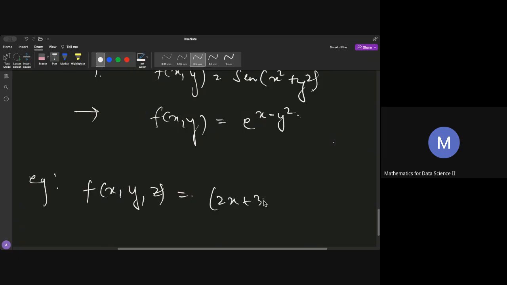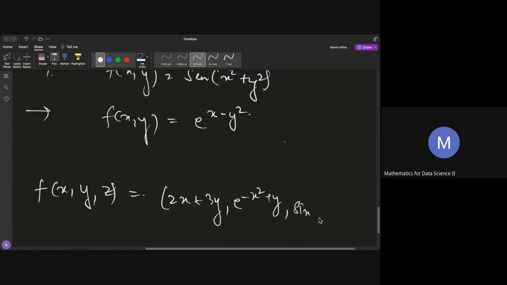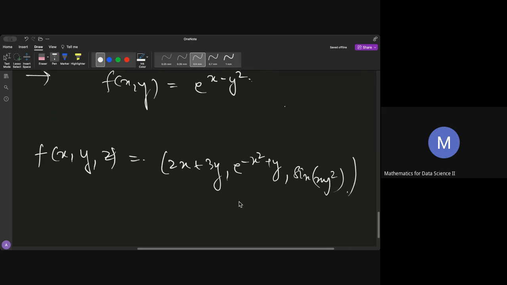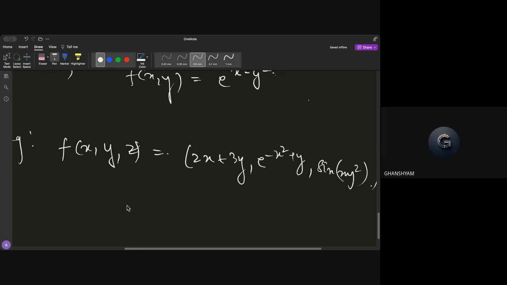2x plus 3y, e to the power minus x square plus y, and sine xy square. What kind of function is this? Vector, multivariable, right. So it's a vector valued function first, because the values on the codomain side are vectors. And then it is multivariable because it's involving more than one variable. It's a multivariable function.